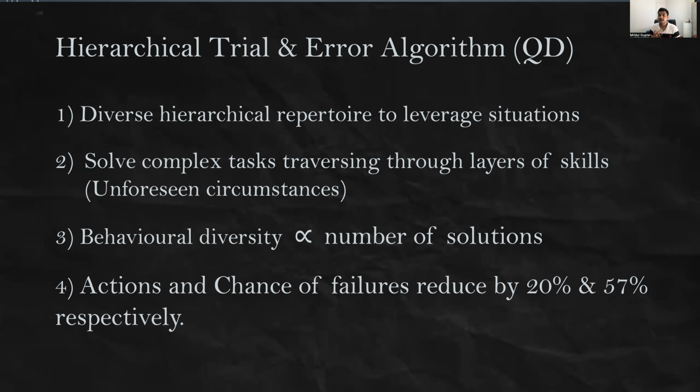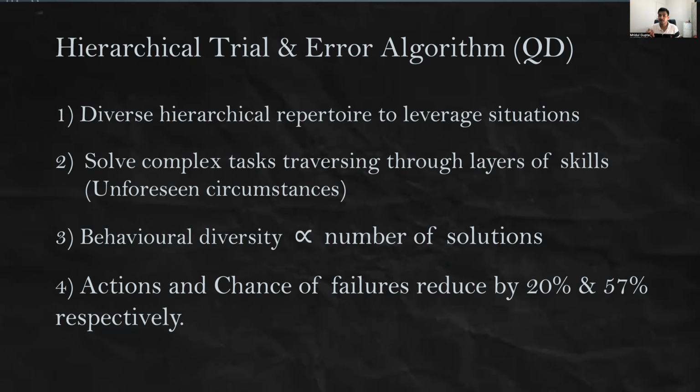Second, as said, it has an intelligent trial and error algorithm. That means it can overcome a situation. It would have different ways of modifying your skill so that it can overcome all the unforeseen circumstances as well. That is one of the good points for this algorithm. Now, thirdly, if we have large behavioral diversity, a large number of skills, that means we have more ways to modify them and hence more solutions. So behavioral diversity is directly proportional to the number of solutions.